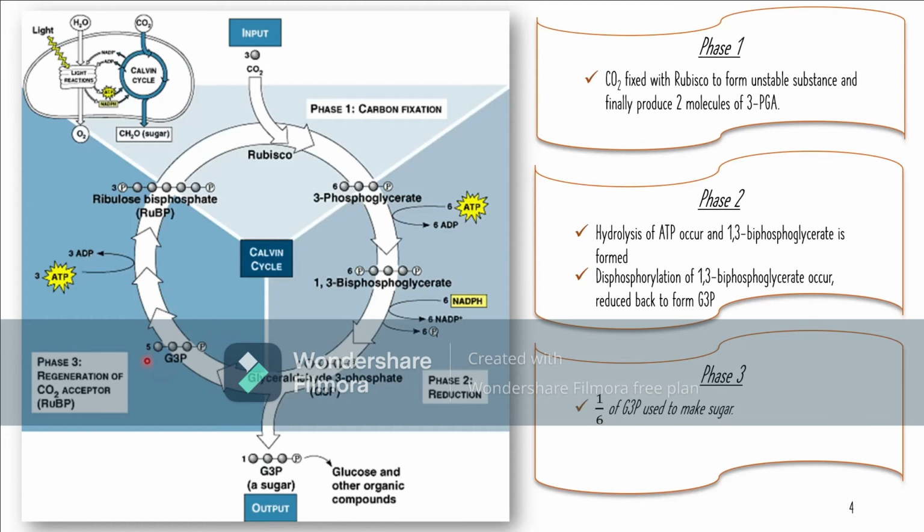While in the last phase, phase 3, 1/6 of the G3P is used to produce a sugar, whereas the 5/6 of the G3P is used to regenerate the RuBP to allow the cycle to continue. So this process will require the ATP. So the RuBP is now prepared to fix with the carbon dioxide again. So the carbon cycle will repeat.